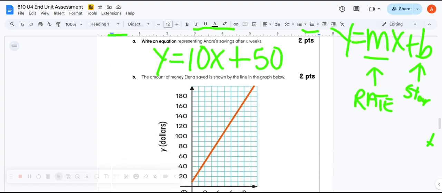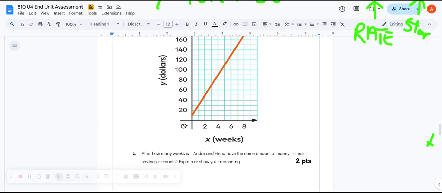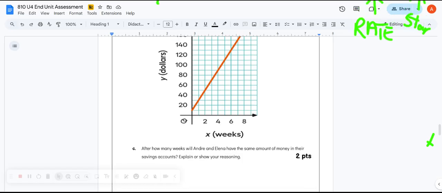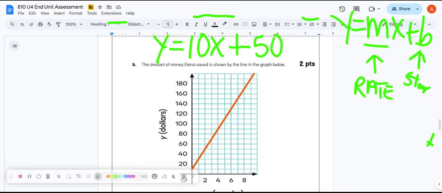It says the amount of money Elena saved is shown by the line in the graph below. After how many weeks will Andre and Elena have the same amount of money in their savings account? Explain or show your reasoning. So let's use the graph to help explain. Like we said, Andre started with $50 in his account. So I'm going to go ahead and mark 50 on the y-axis because that's where I started. Every week, he's adding $10.